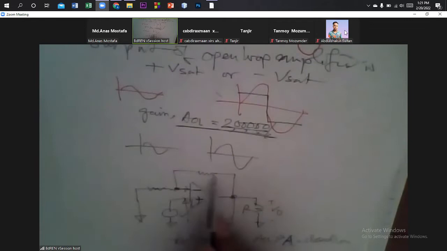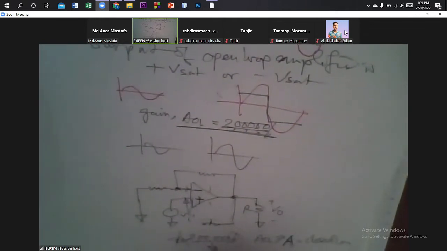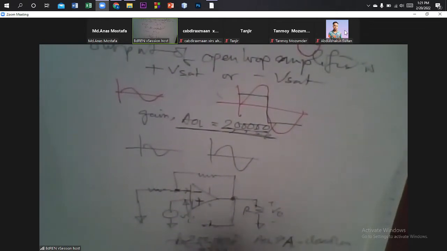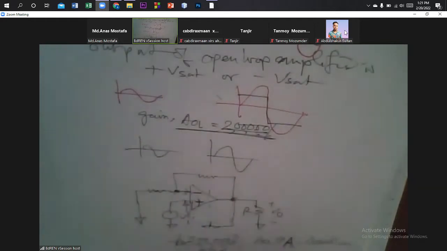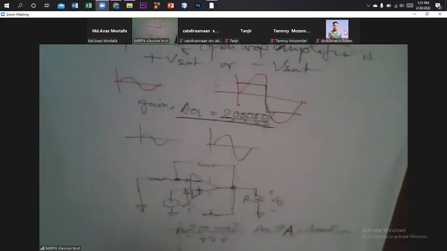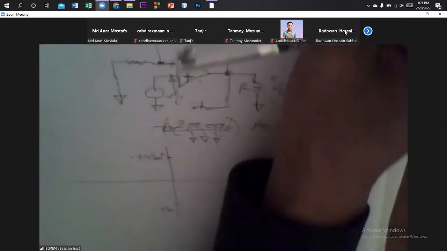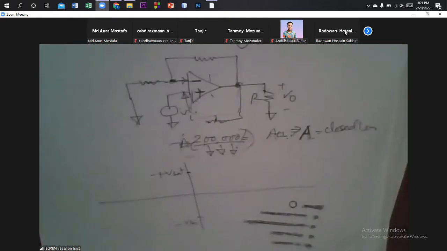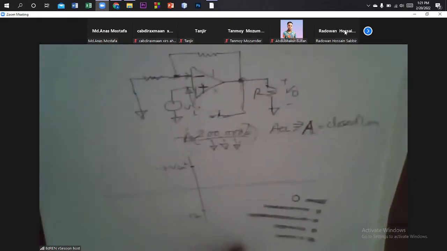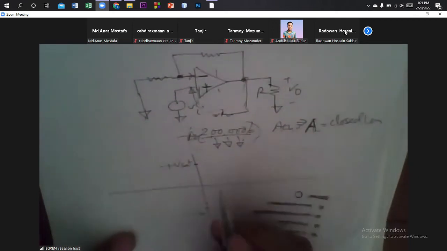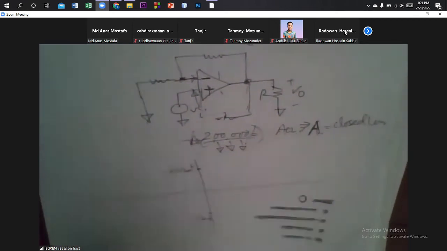And when we give feedback, the gain will be reduced. We can control the gain. We can increase or decrease the gain by using feedback. And you see, this is the minus V set, this is the plus V set. Understand? Sir, could you raise your notebook a little, we can't see it? Yes sir. Already we know this is the plus V set, this is minus V set.